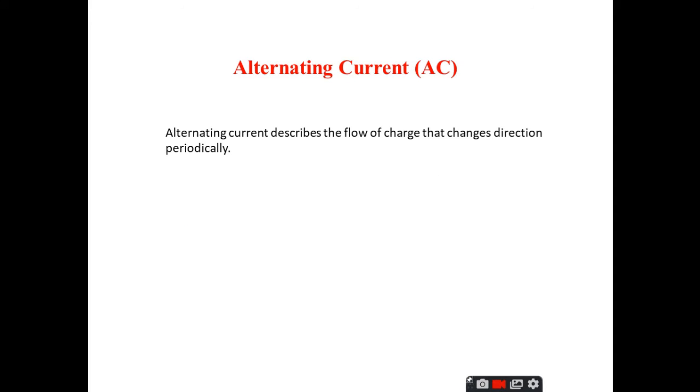So in this session we are going to discuss AC versus DC currents. So coming to alternating current, AC, alternating current describes the flow of charge that changes direction periodically. As a result, the voltage level also reverses along with the current. AC is used to deliver power to houses, office buildings, etc.